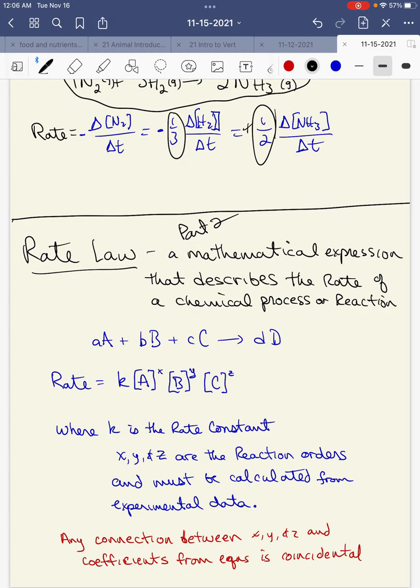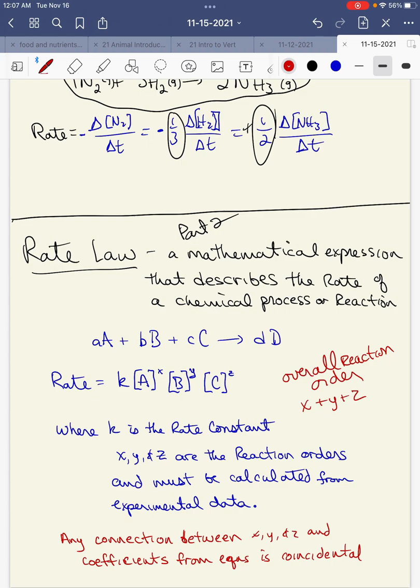X, Y, and Z are called reaction orders, and we have to get those from experimental data. And there is something called the overall rate order or reaction order. It's just whatever X plus Y plus Z would be.